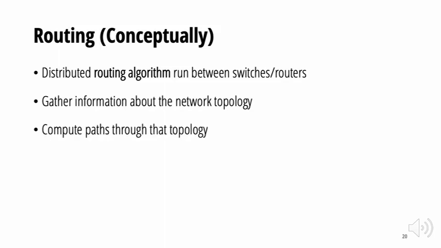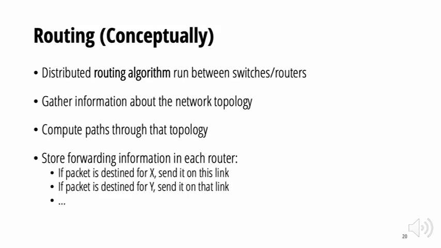And then it's going to pick paths through this topology. The output of that routing algorithm is going to be a set of rules that say something like, if the packet is going to destination X, use this link. If the packet is going to destination Y, use this other link. And every router is going to do this individually.